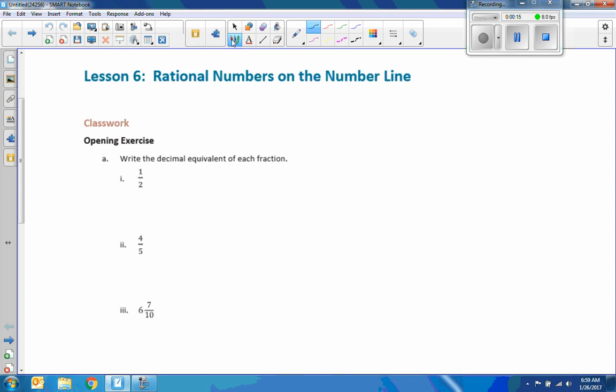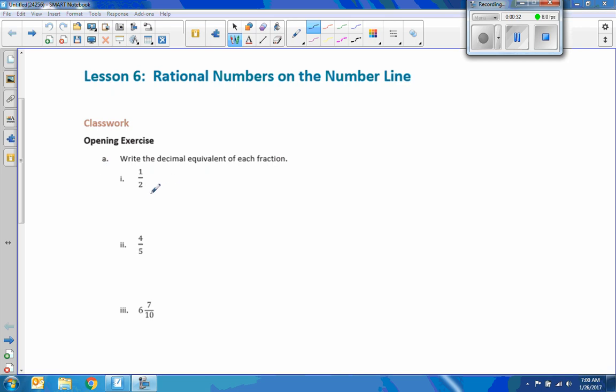Opening exercise is a classwork where students are to write the decimal equivalent of each fraction. So I will pause the video here. You try to do these three fractions, convert them into decimals. When you are done, press play, and we'll see how you did.